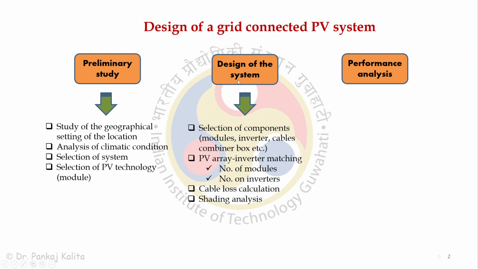Then we have to design the system, like selection of the components: module, inverter, cables, combiner boxes, then PV array inverter matching, number of modules, number of inverters, cable loss calculation, and shading analysis should be done. Then we go to the performance analysis, that is system energy production, performance ratio calculation, and system losses.